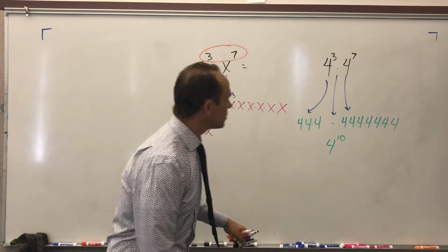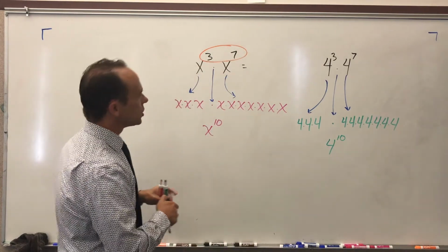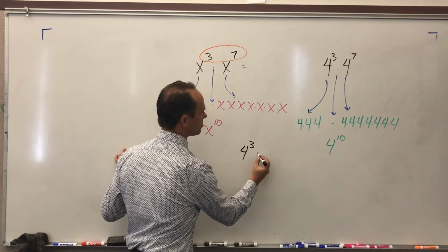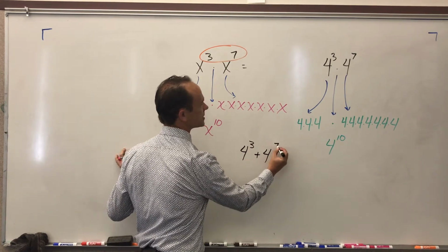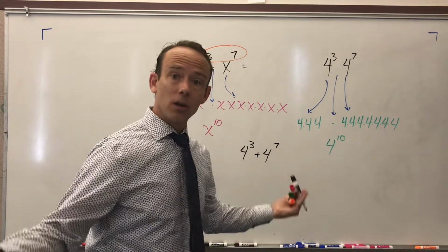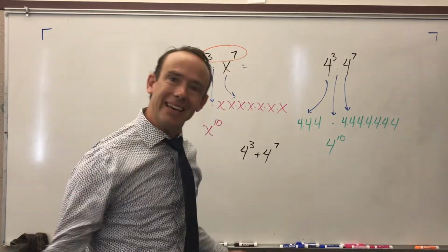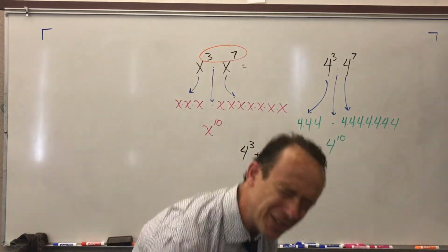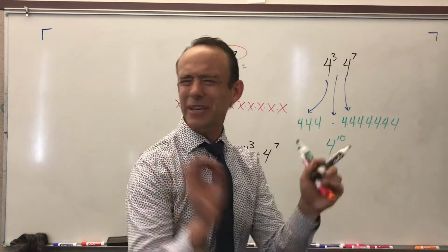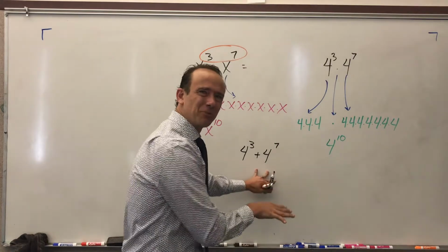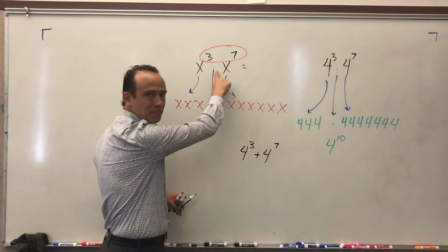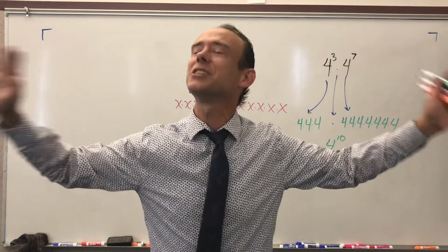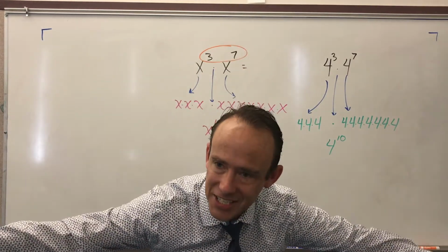Now what if you weren't multiplying? What if it were 4 to the third plus 4 to the seventh? Well, then you don't do nothing because they're not like terms. Remember, combining like terms is always about counting how many of each term you have. But this isn't combining like terms. This is multiplying. Combining is always addition or subtraction.